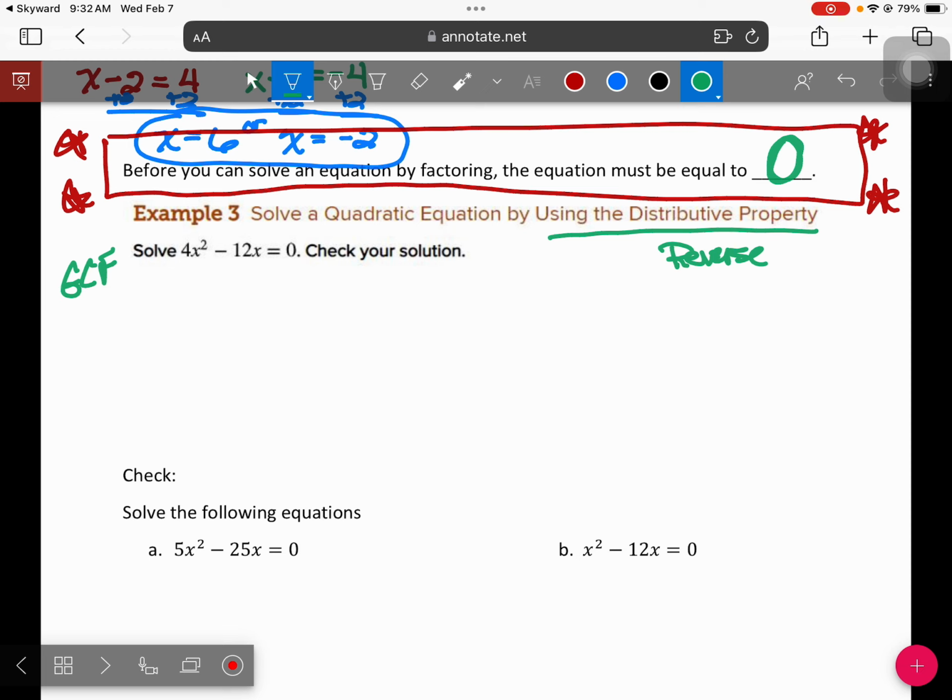So I can divide both of these by 4. Can I divide them by anything else?